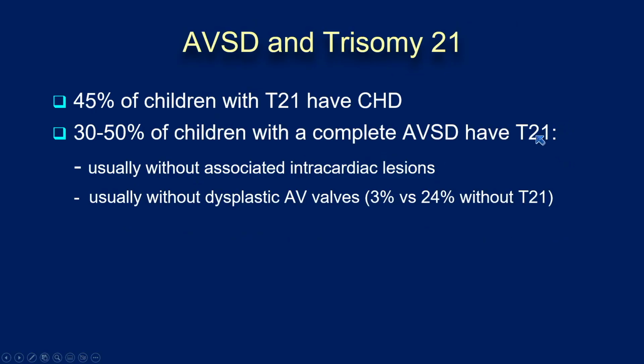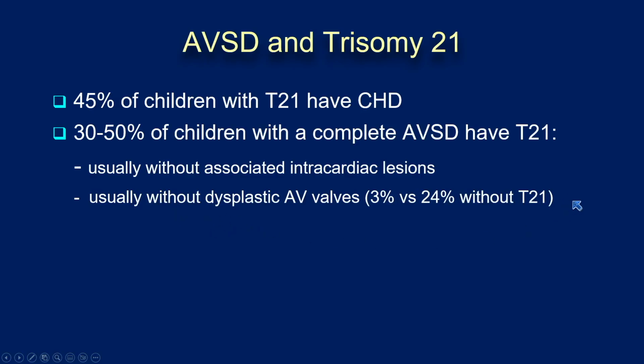A final word on AVSDs and association with genetics. Trisomy 21: 45% of children with trisomy 21 have structural heart disease, and half of all patients with complete AVSDs do have trisomy 21, so genetic testing is strongly recommended. It is usually not associated with other intracardiac abnormalities, so the AVSD is isolated. If it's tetralogy of Fallot, you can bet it's trisomy 21. It's rare that you see this combination without trisomy 21.